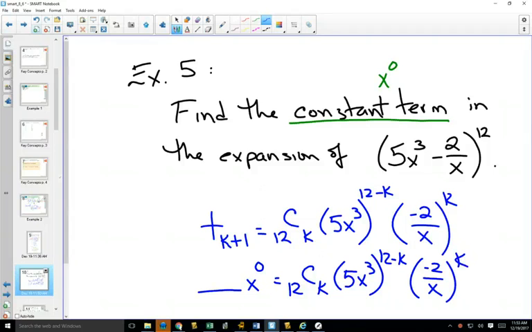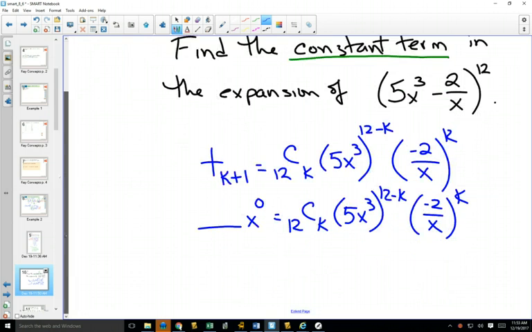Pick a value of k. Hopefully you pick a wrong value of k. K is 5. So let's try it. If I put in 5 for k here, can you see that this exponent's going to be 7? X cubed to the 7 will give me x to the 21 on top. And if I put 5 in for k in the second one, can you see that you're going to get x to the 5 on the bottom? When that simplifies, you get x to the 16.